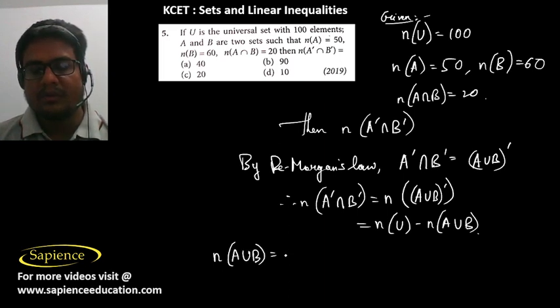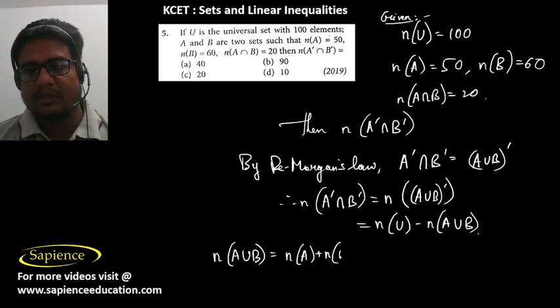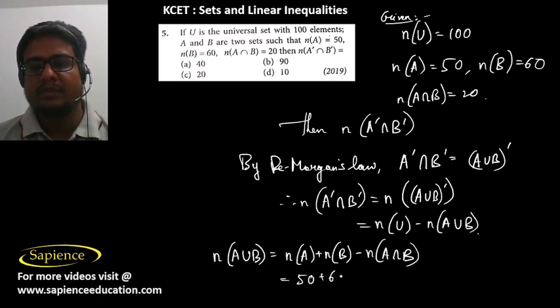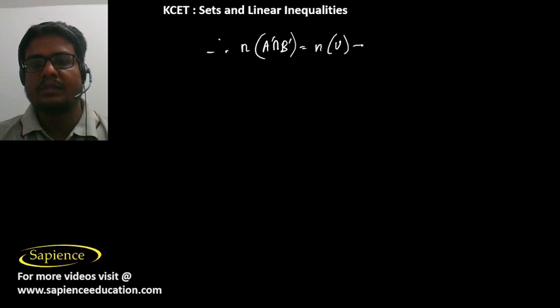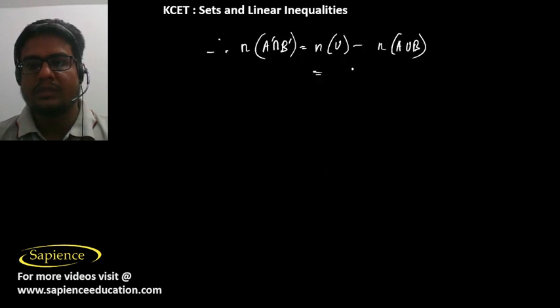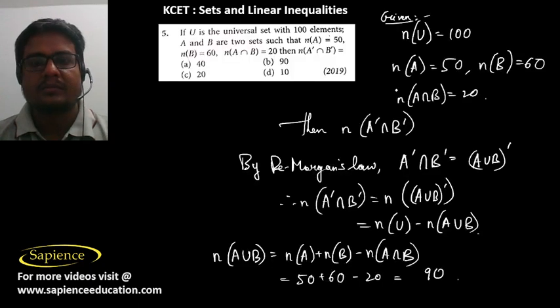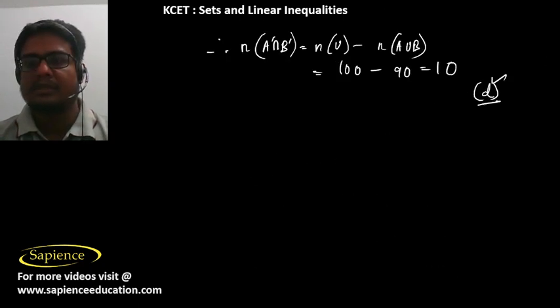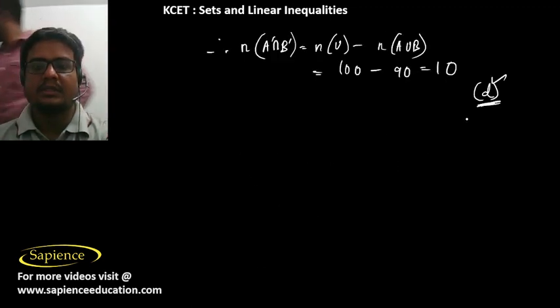So n of A union B will be n of A plus n of B minus n of A intersection B. So this will be 50 plus 60 minus 20. So this will be 50 plus 40, that is 90. Now therefore n of A complement intersection B complement will be equal to n of U minus n of A union B. So that will be equal to n of U, that is 100, minus 90, that is equal to 10. So option D is the correct answer. Option D is the answer.